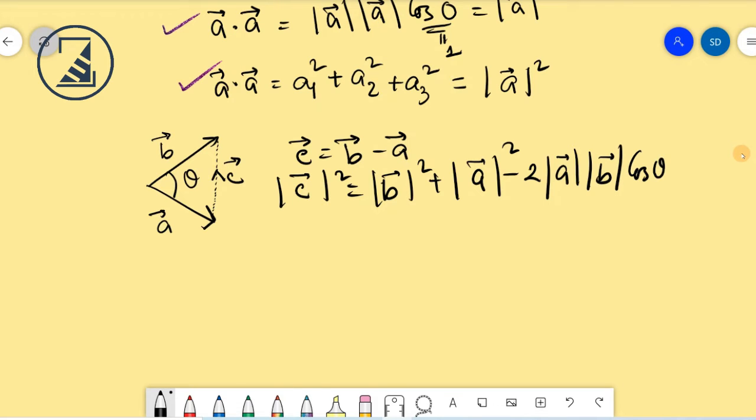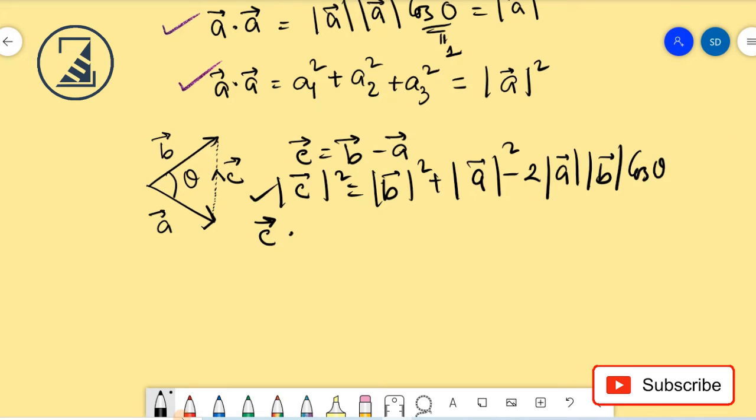Well, this is also called the law of cosines, and you can Google it and you'll find it. The law of cosines relates the length of the three sides of a triangle. So we have found this quantity. Now we want to find c dot c. From our previous example, we have shown that c dot c is nothing but c squared. So we will find c squared.